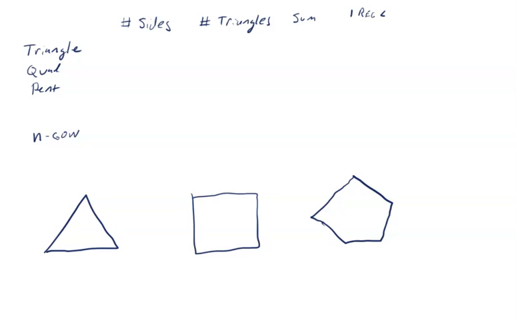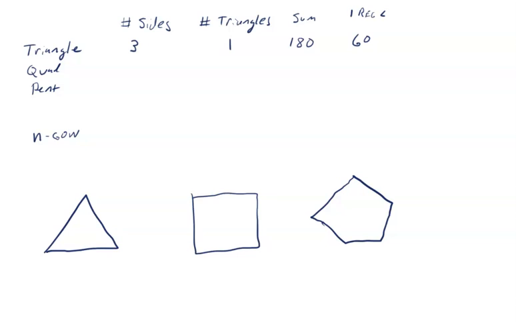So what you're doing, triangle obviously has 3 sides. It's not a trick question. A triangle is one triangle. We know that the sum of the interior angles of a triangle is 180. And if you have a regular triangle, that's equilateral and equiangular, each interior angle is 60 degrees.